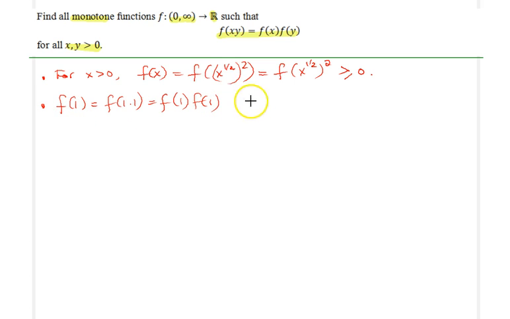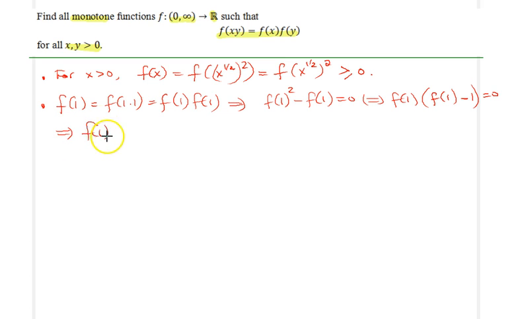So this immediately implies that f of 1 squared minus f of 1 is equal to 0, or equivalently you can say f of 1 times f of 1 minus 1 is equal to 0, suggesting that f of 1 is either equal to 0 or 1. Now we have two cases, obviously.